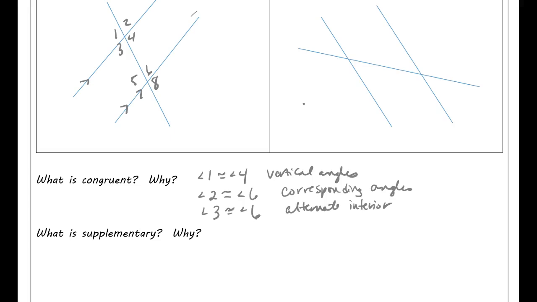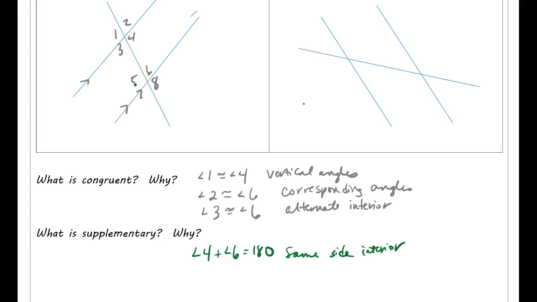One of them was same side interior. So let me write down same side interior, and then we'll look for an example of that. So we need to stay on the inside because of the word interior, and we need to stay on the same side of the inside. So maybe 4 and 6. And we're not going to put that they're equal. We're going to put that they add up to 180. Okay, what else would add up to 180? Well, 3 and 5 also add up to 180.